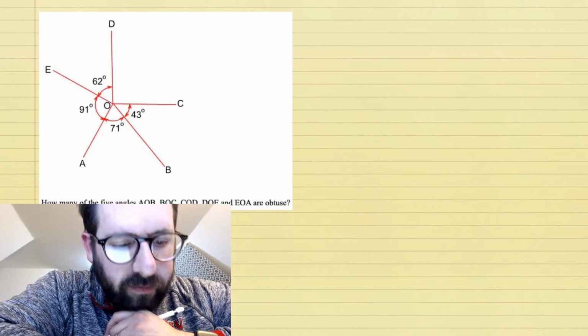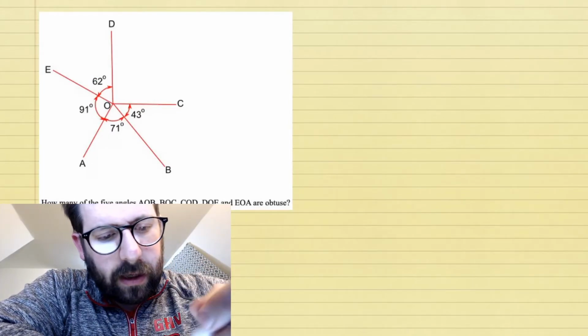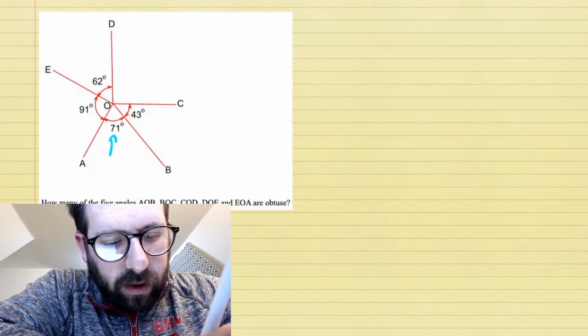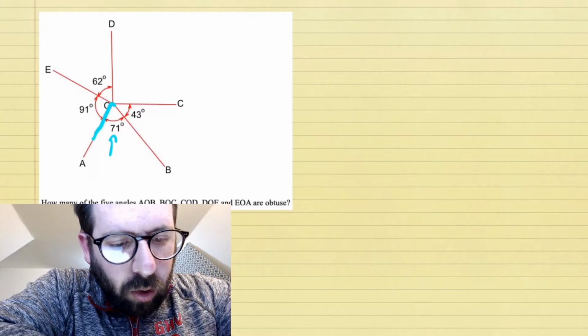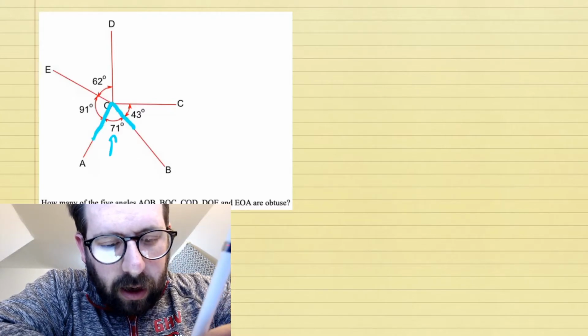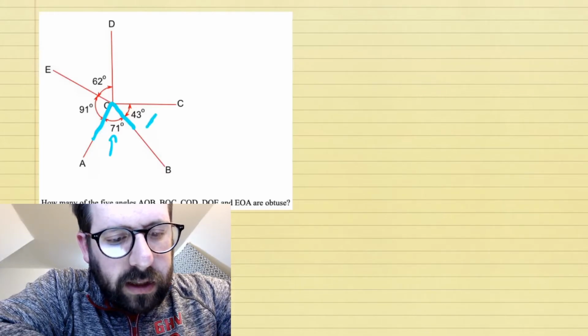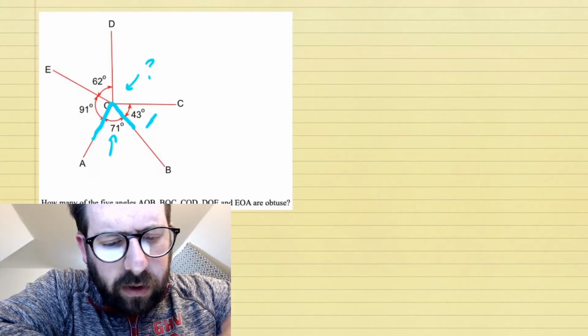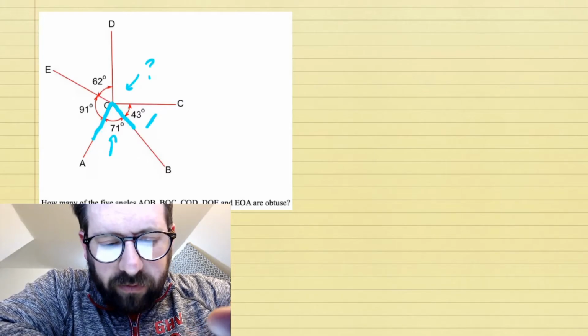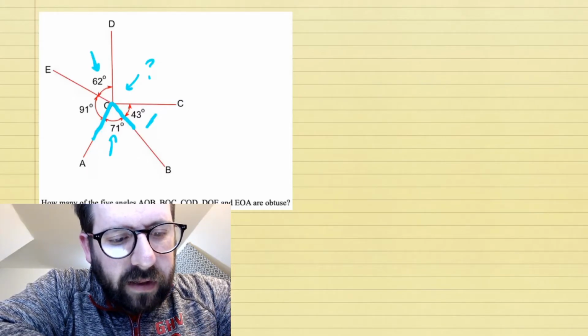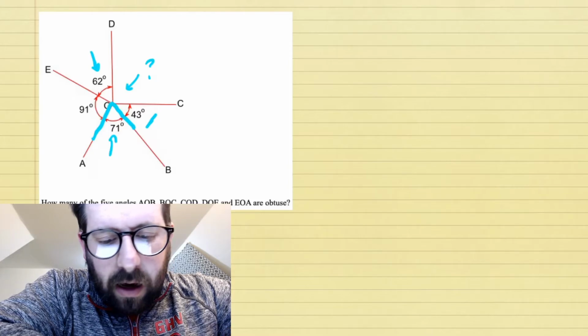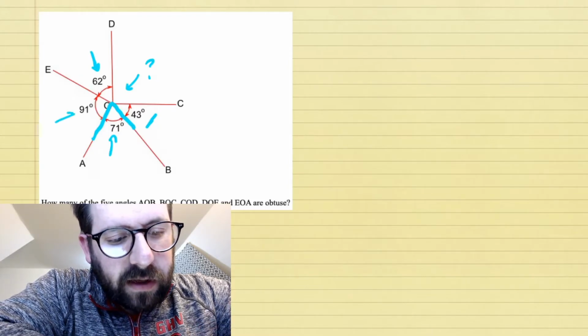Okay, so we have 5 angles here. AOB. AOB is this one. Now, how I know that? 3-letter acronym, A to O to B, so that's the 71. BOC is this angle right here. COD is this mystery angle. I don't know what that one is. It looks kind of like 90, but we'll figure that out here in a minute. DOE, that is that angle. And EOA, that is this angle.